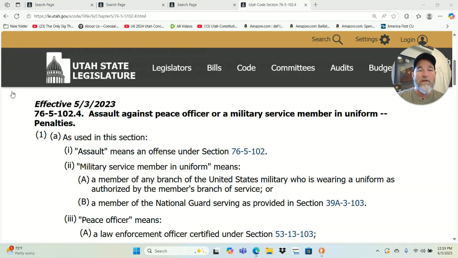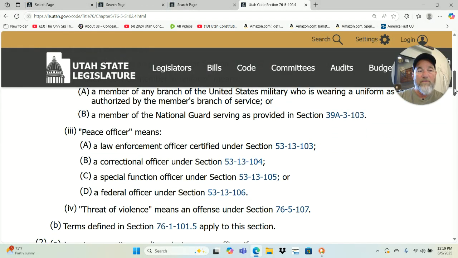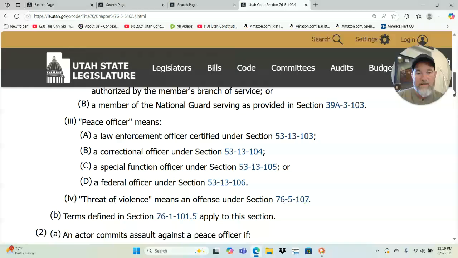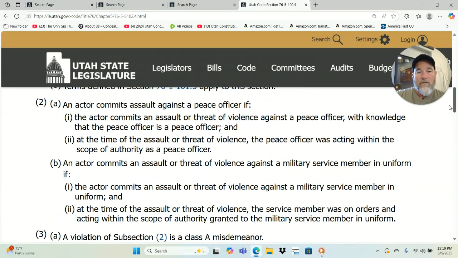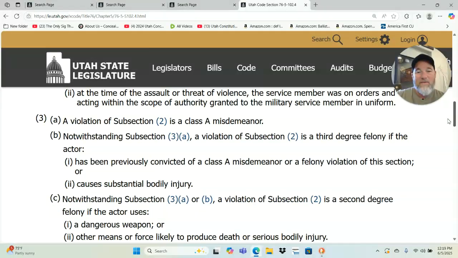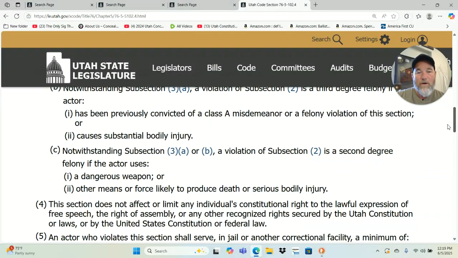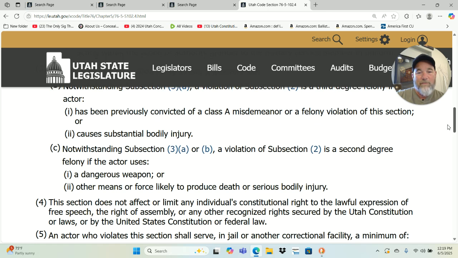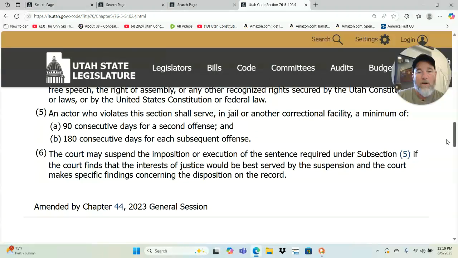Assault against a peace officer or a military service member in uniform. Similarly, as with the school employee, if they know that they are a law enforcement officer, and they are in the performance of their duties, that would make that a Class A misdemeanor, which is one degree higher. And it would be a 2nd degree felony if a dangerous weapon or other force intended or likely to produce death or serious bodily injury was involved.